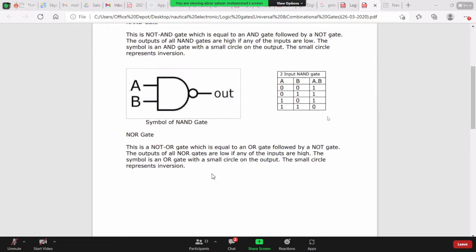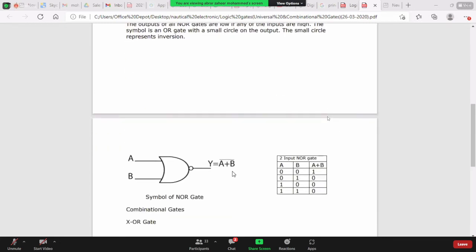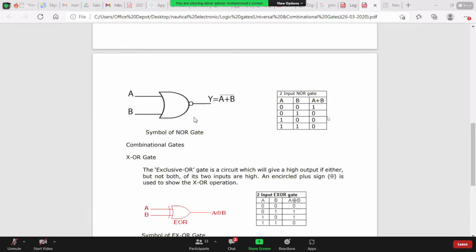Next is the NOR gate. What is the NOR gate? This is the NOT OR gate, which is equal to the OR gate followed by the NOT gate. The output of a NOR gate is low if any of the inputs are high. So if any one input is high, the output is low. The symbol is the OR gate with a small circle on the output. So the small circle represents the inversion. Here we can see a symbol of the NOR gate.